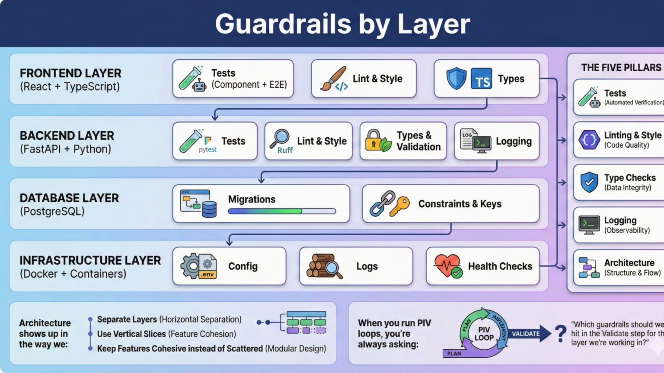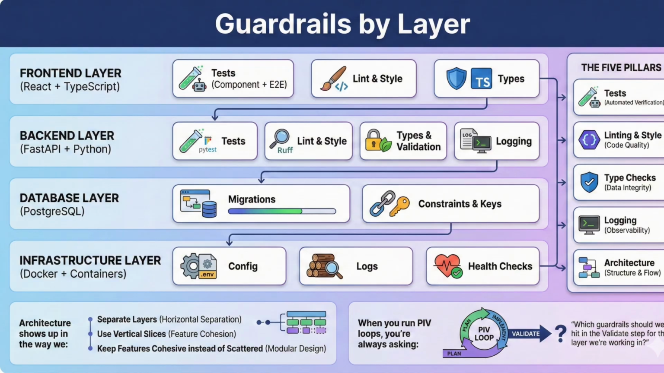Here's a visual manifestation of the guardrails by layer. You can see some examples of what you might find at each layer in the architecture. On the front end: tests, component plus E2E, lint and style, types. On the back end: tests, lint and style, types and validation, logging. On the database: migrations, constraints and keys. On infrastructure: config, logs, health checks.